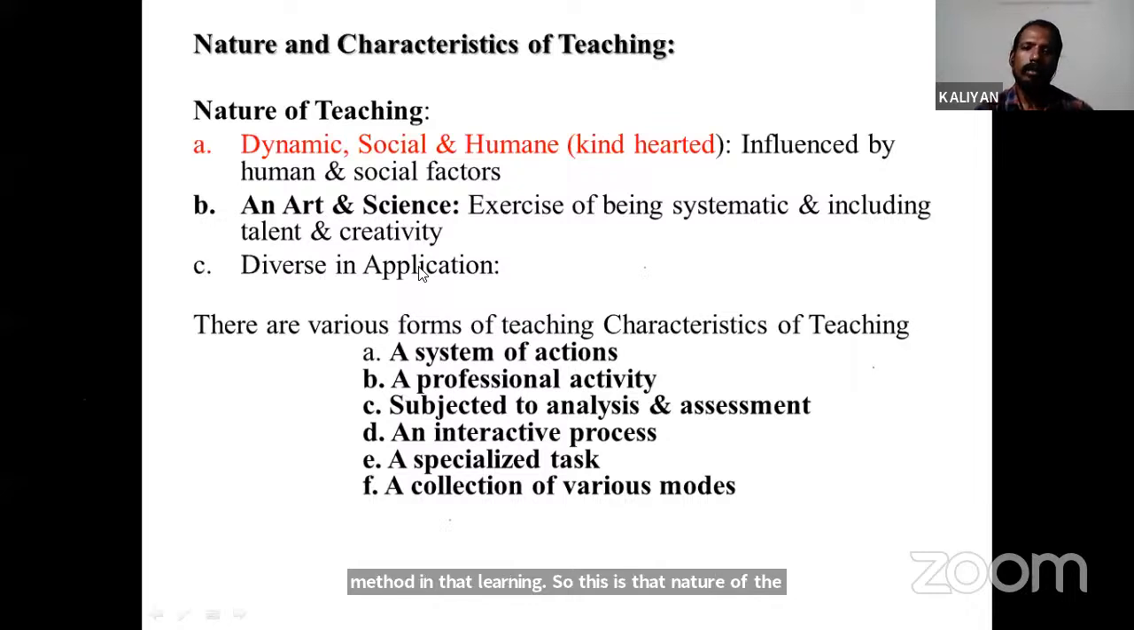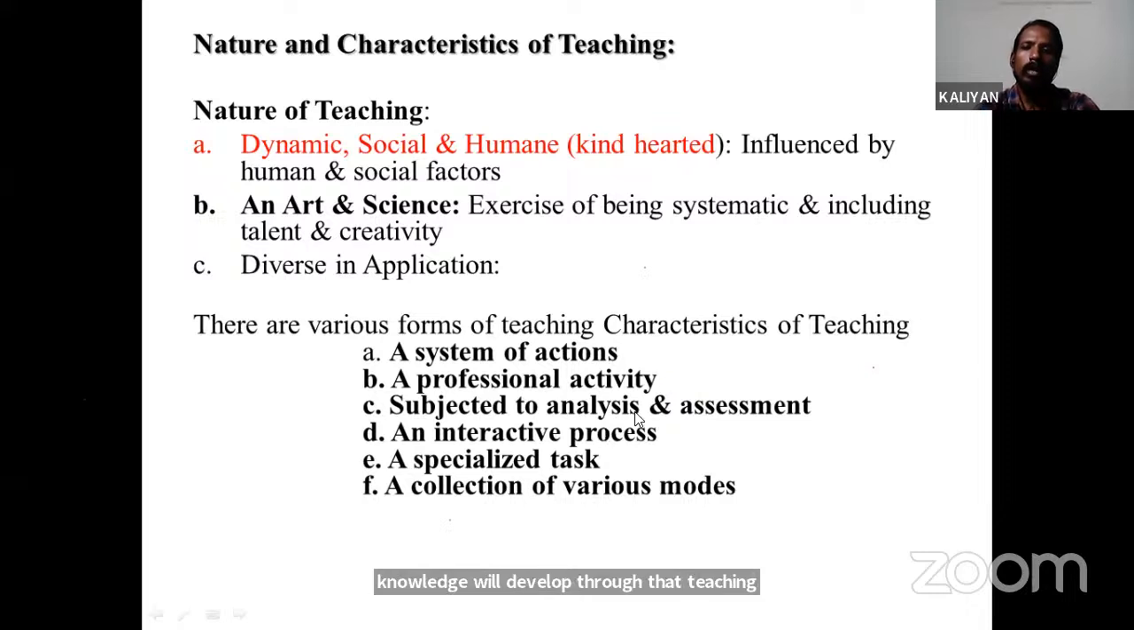So there are various forms of teaching, characteristics of teaching. Teaching is a system of action, a professional activity. That means particular professional ideas and professional knowledge will develop through that teaching.